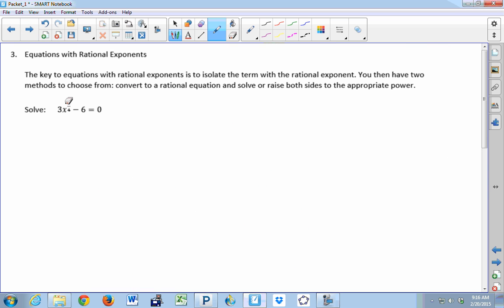All right, so now that was leading into equations with rational exponents. There's a little typo here. I want you to change this right here on your sheets from rational to radical. Okay, rational to radical.